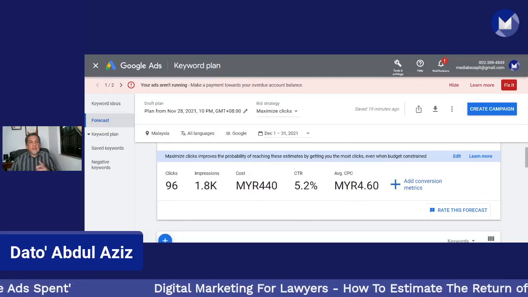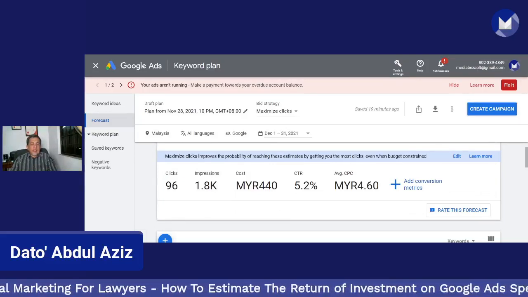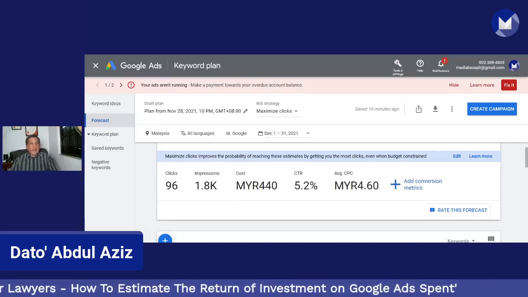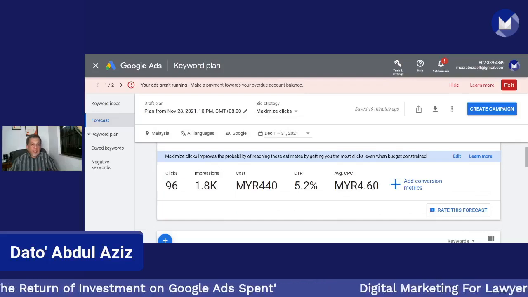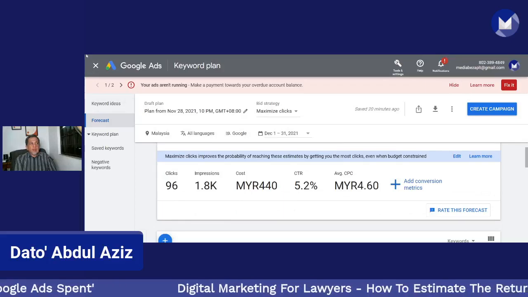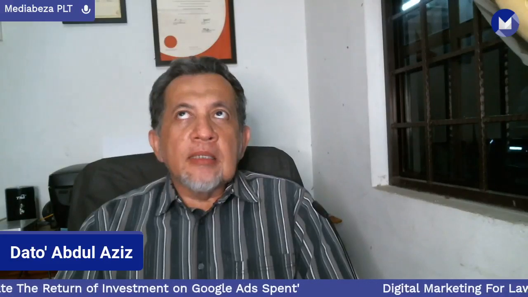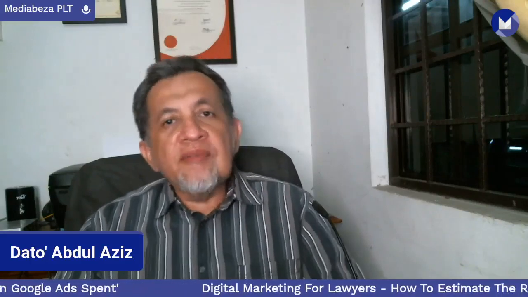There's a term in Google advertising called conversion rate. What is conversion rate? Conversion rate is, out of the total number of clicks going to the website, how many of the clicks are actually producing results which are relevant to your business.